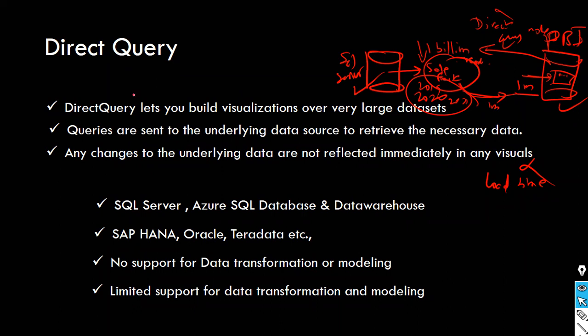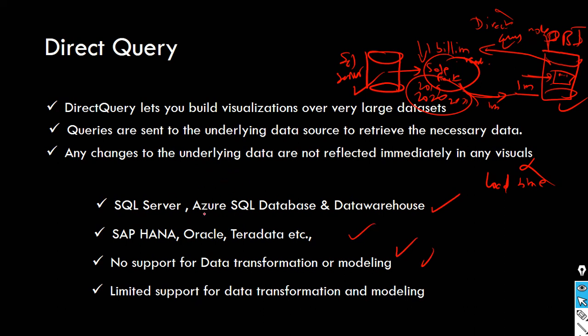In this case, the entire data will not reside here. Even the 1 million records will not be residing here. Only the query will be sent, the data will be passed here, and then it will be visualized. In the visual, this one will get populated. That's all.